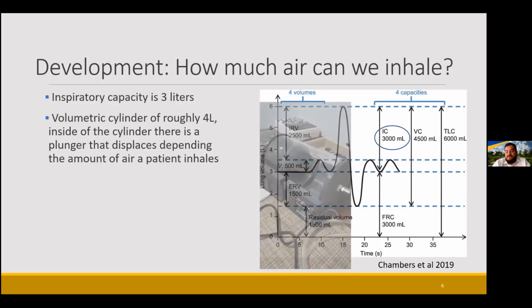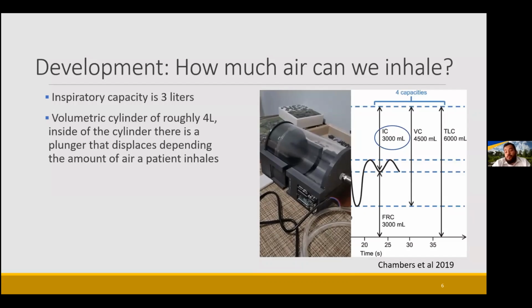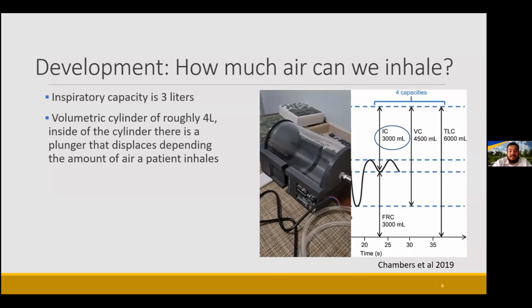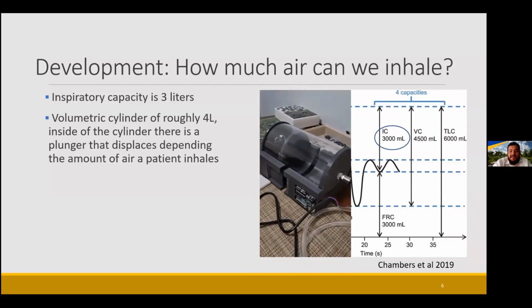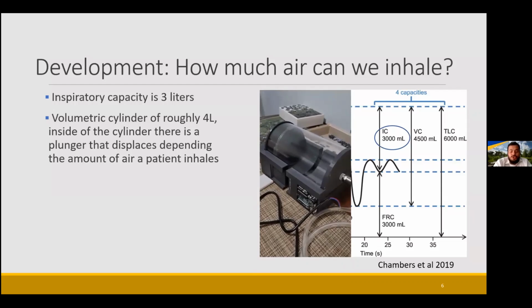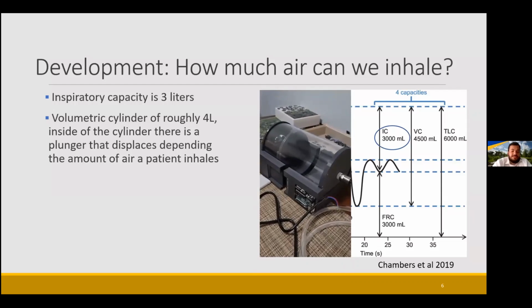And there's a little GIF of the device that we built. The volumetric cylinder is sitting on a custom 3D printed base, and the plunger I mentioned is being displaced by, you can't really see it in this video, but there's a tubing coming out of the front and I'm inhaling through that tubing.